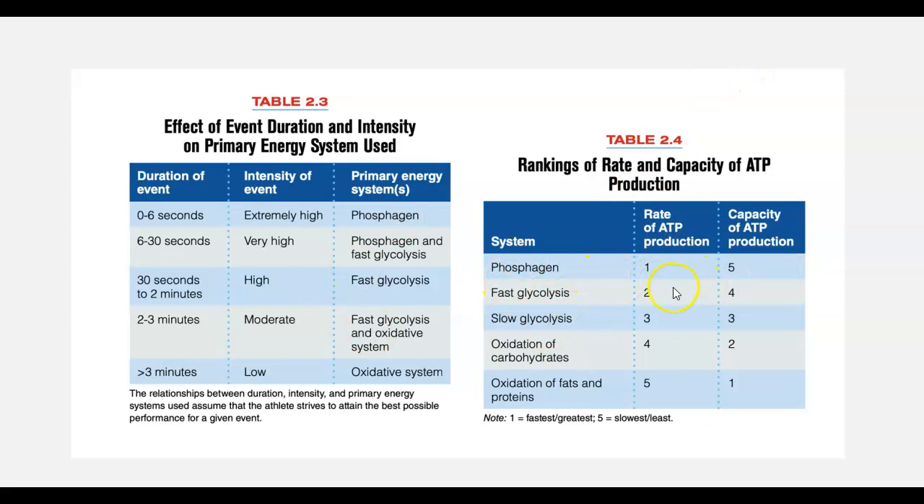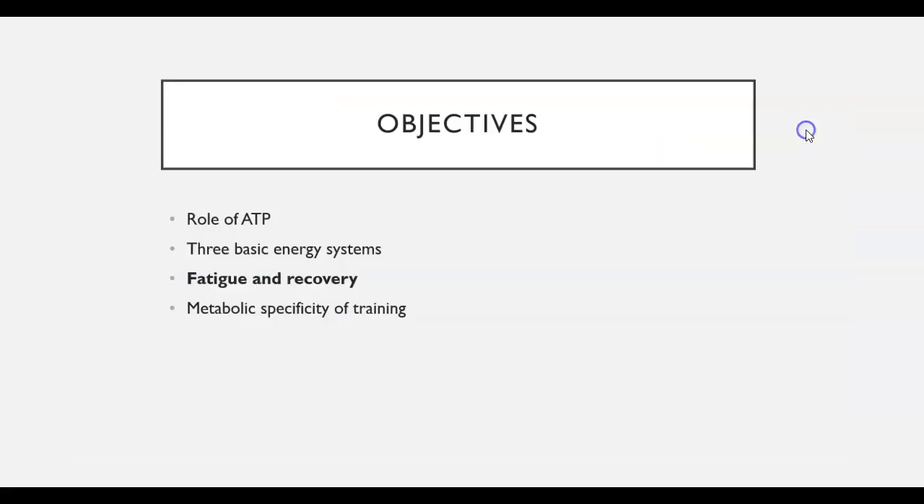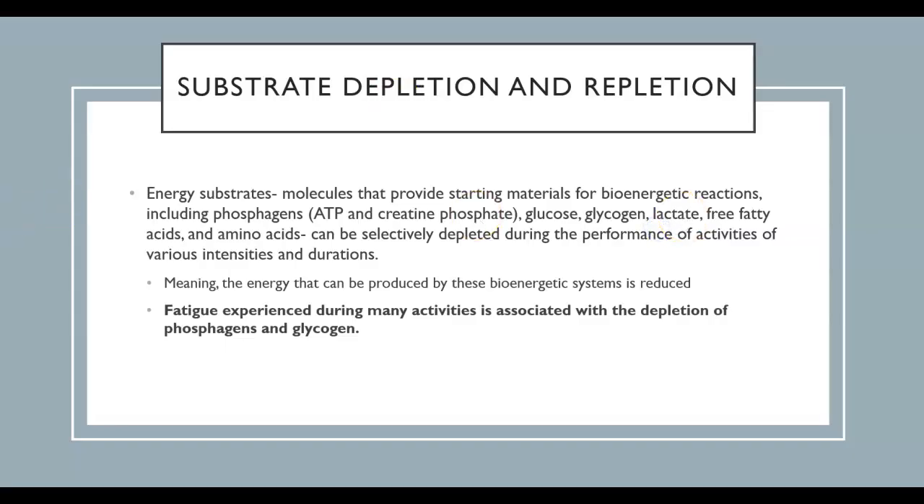Fast glycolysis is going to be the second fastest for ATP production. Moving on down the line to oxidation of carbohydrates, and then eventually oxidation of fats and proteins. We actually don't rely on the breakdown of protein too much until we've been exercising for a long period of time. Okay, fatigue and recovery.